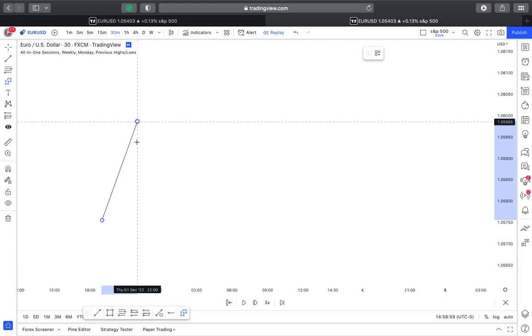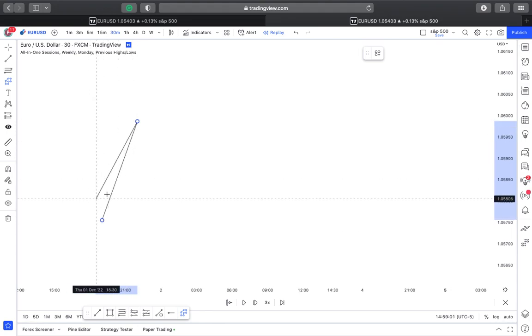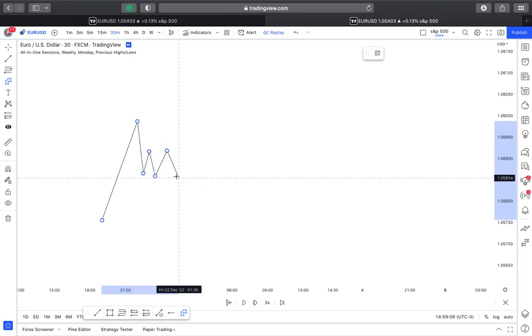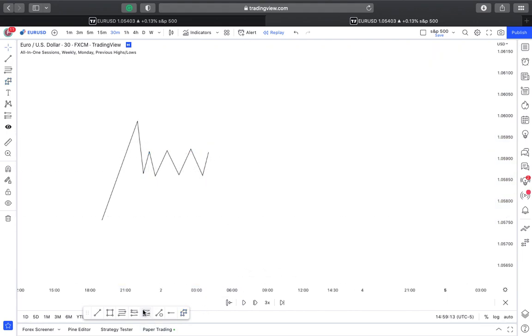Let's say this was the move of the previous day. Okay, this was the high of the previous day, and after this high we have the Asian session like this. So this is your Asian session, from here to here, this range.